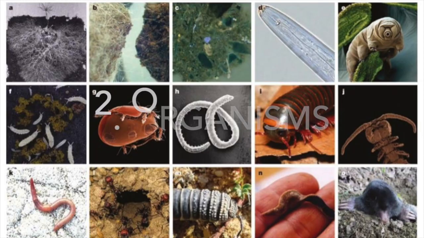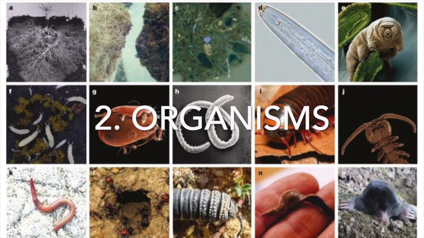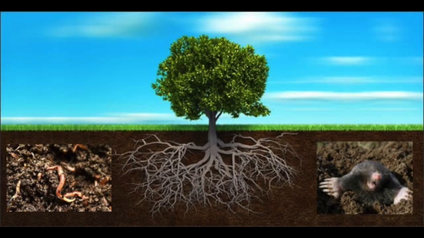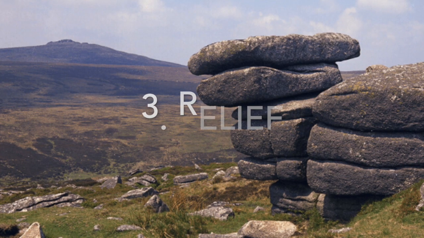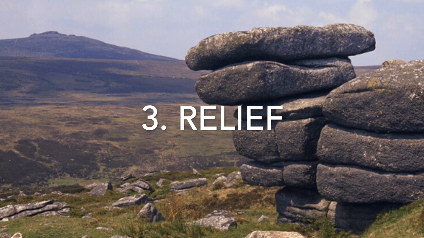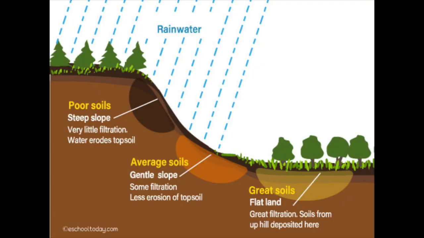The second factor is organisms. The spreading of plant roots, animals burrowing, and bacteria eating help to speed up the process of breaking down large soil particles into smaller ones. Third is relief. The shape of the land and the direction it faces affects how much sunlight the soil gets and how much water it can hold. Deeper soil tends to form at the bottom of hills rather than at the top because of gravity causing the water and soil particles to fall down the slope of the hill.